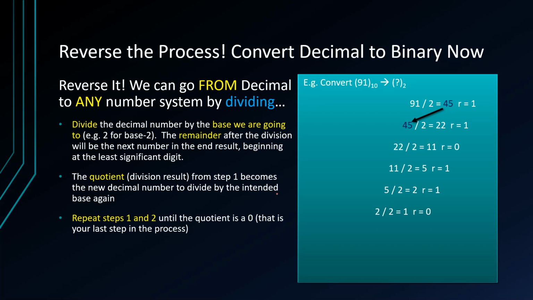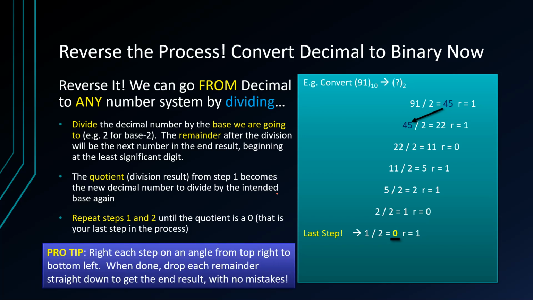All right, now we're doing 2 divided by 2. 2 divided by 2 is exactly 1. No remainder. 1 divided by 2. Well, 2 doesn't go into 1. So the answer is 0. But nothing used up that 1, so there's still a remainder of 1. So that's our last step.